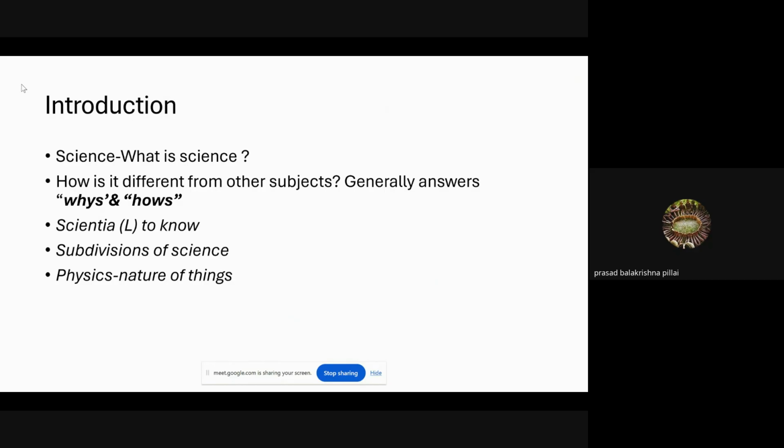Now, for our convenience, we have divided science into various branches. So what are the branches of science? Physics, chemistry, and biology. These are the basic, core branches of science. You talk of physics, we talk of biology, we talk of chemistry. These are the core branches, because each branch has further sub-branches.